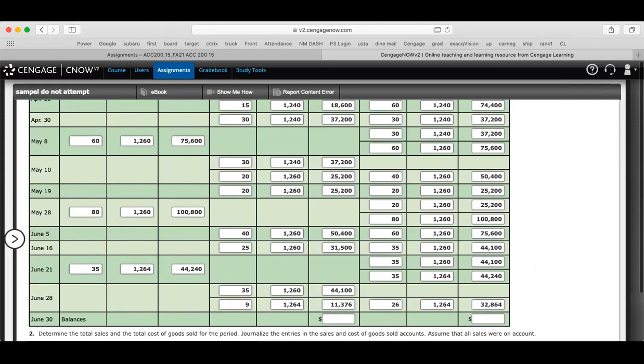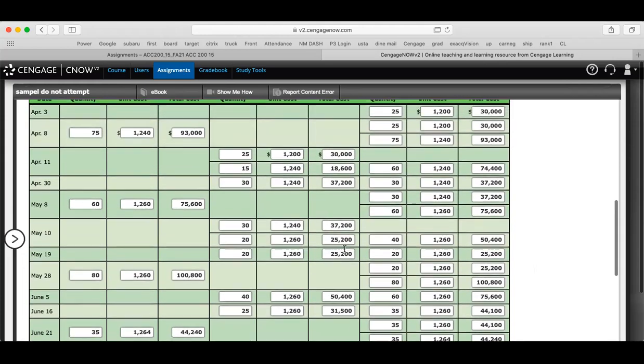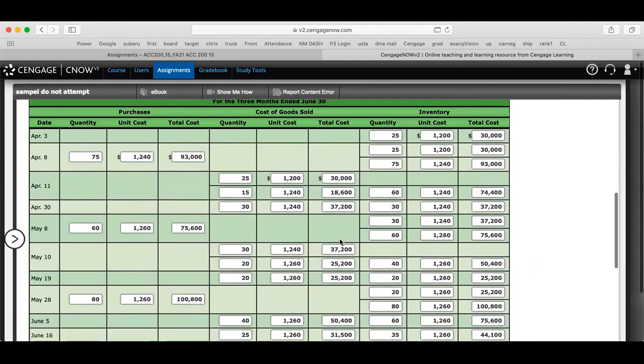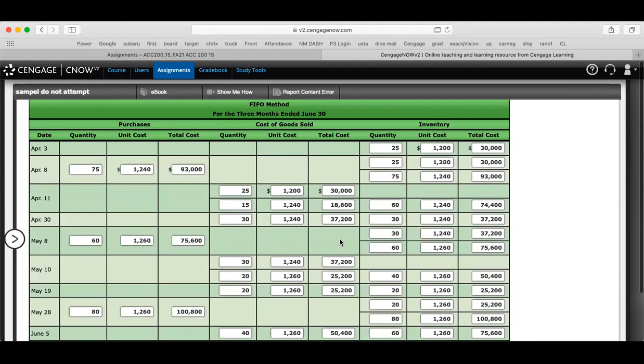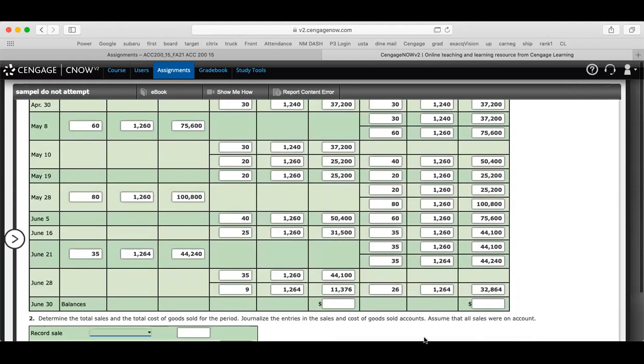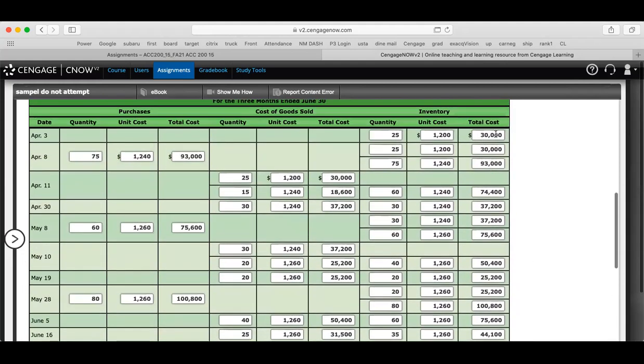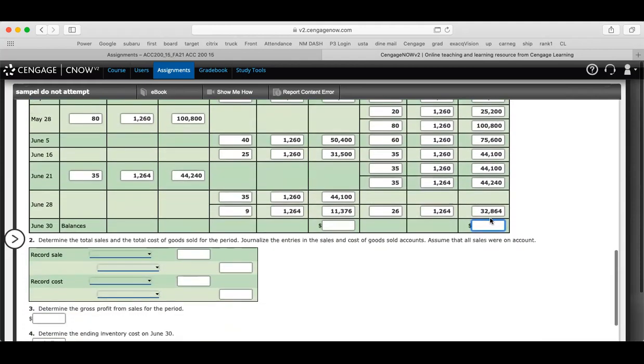Now we're going to look at our balances. So I'm going to add this column up right here, total costs. Cost of goods sold closes out to our income statement, and our inventory closes out to our balance sheet. Now, keep in mind here, we don't need to add these ones up, because this is our ending inventory balance: 32,864.